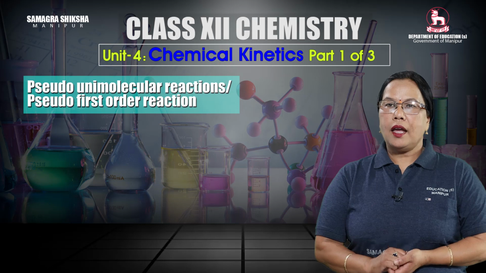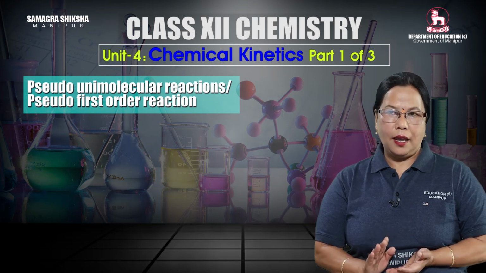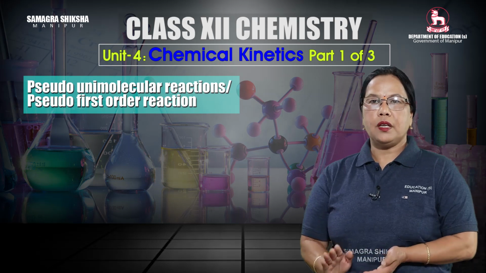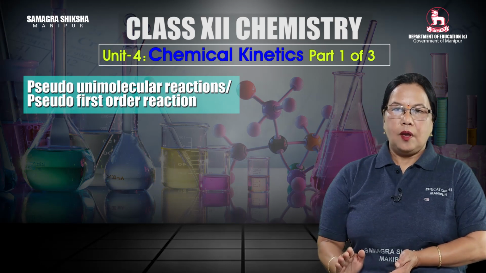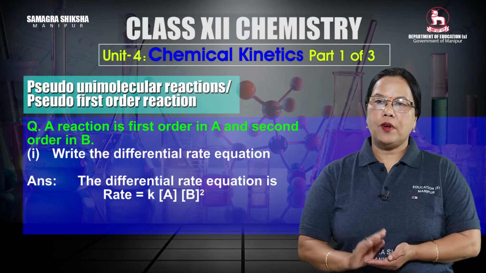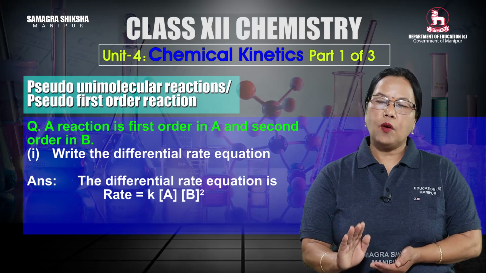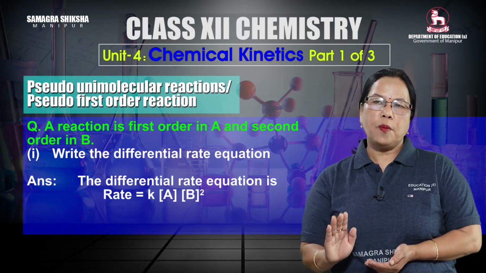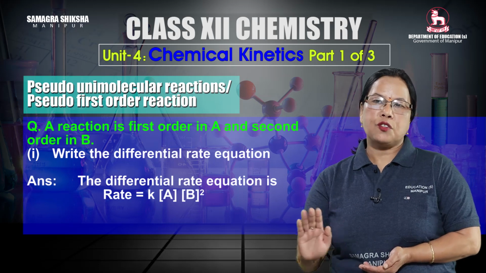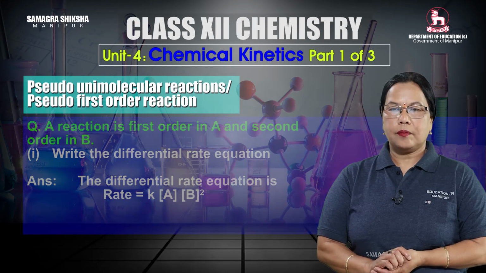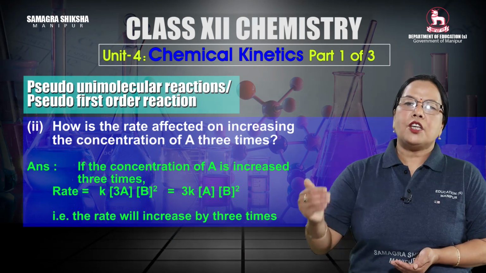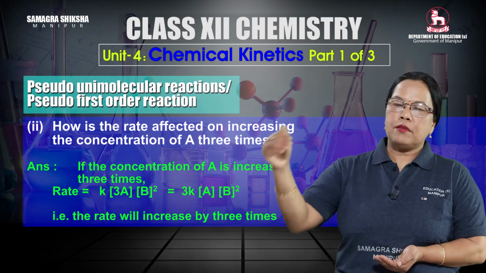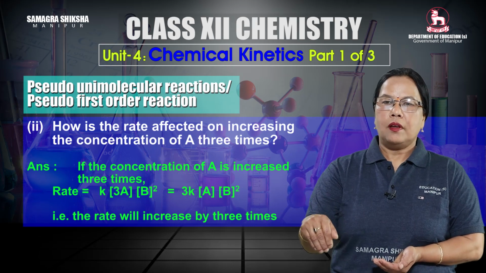Suppose the reaction has reactants A and B. It is first order in A and second order in B. So the differential rate equation is: rate equal to K concentration of A concentration of B square. Next, if the rate is asked when the concentration of A is increased 3 times.